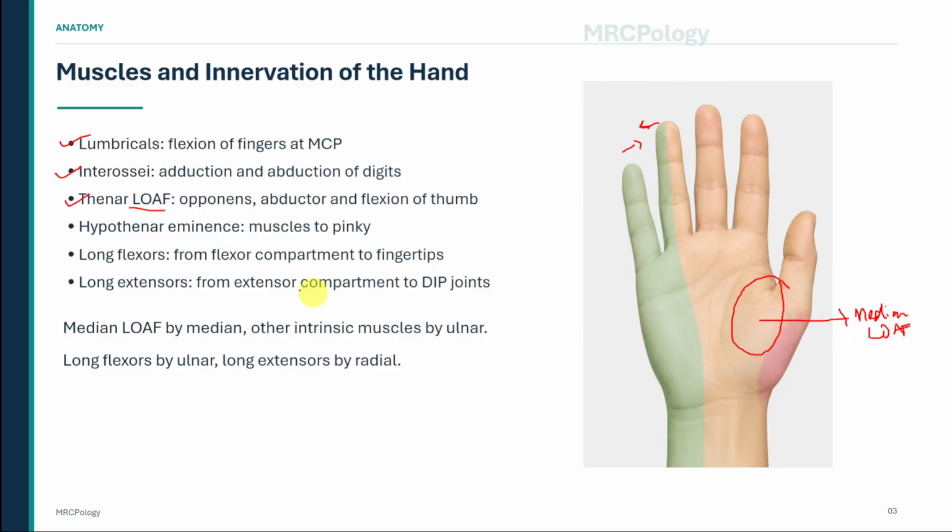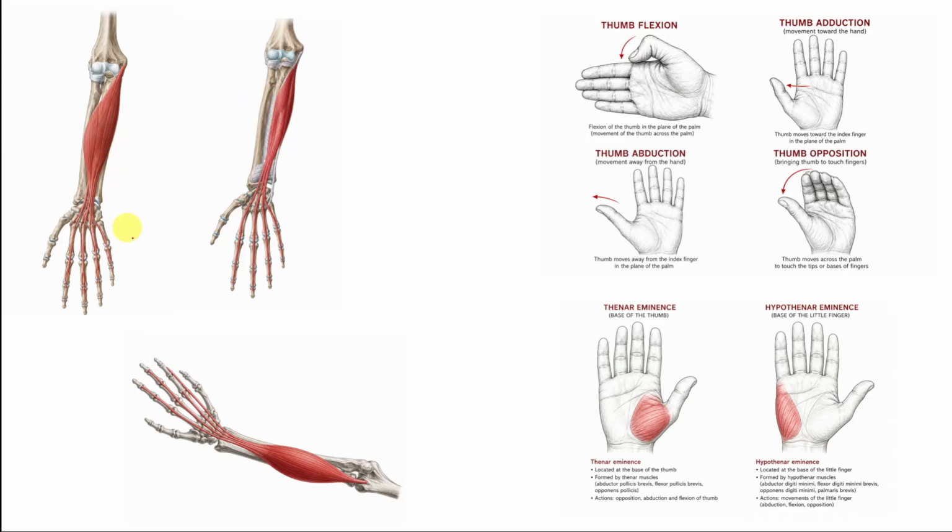The long finger flexors arise in the forearm. Flexor digitorum superficialis is supplied by the median nerve. The lateral half of flexor digitorum profundus is supplied by the anterior interosseous branch of the median nerve, while its medial half is supplied by the ulnar nerve. The long extensors also arise in the forearm and are supplied by the radial nerve, mainly through its posterior interosseous branch. The radial nerve does not supply the intrinsic muscles of the hand.